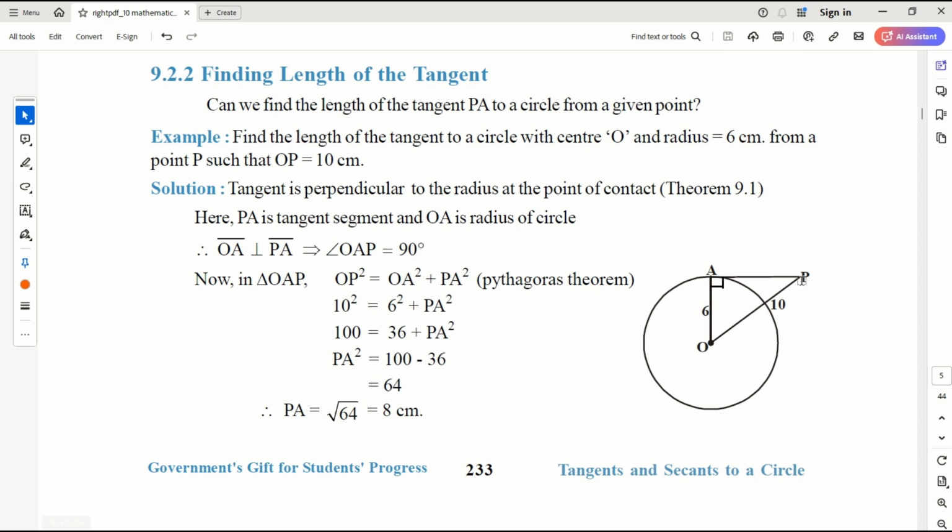Now we need to find either the length of AP or OP. It is given that OP is 10. The point is 10 centimeters away from the circle center. Now we know that it forms a right angle triangle. PAO is a right angle triangle at 90 degrees at A, correct? And the radius is 6, hypotenuse is 10. So AP is nothing but the square root of 10 square minus 6 square, which is nothing but 8 centimeters. Okay, so this is very easy.